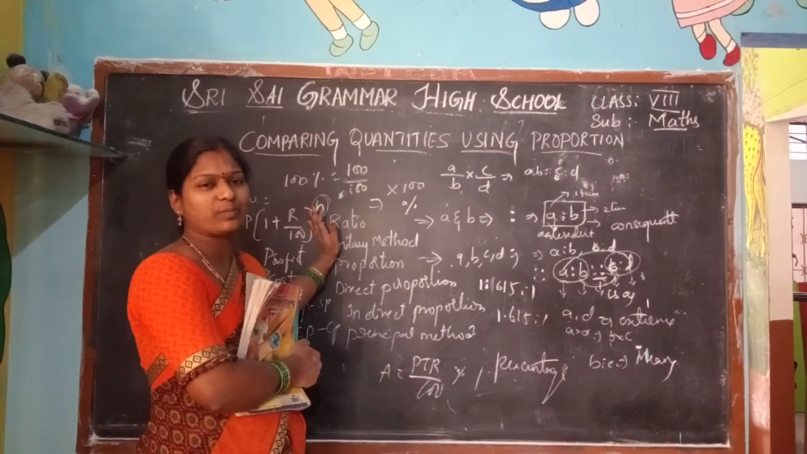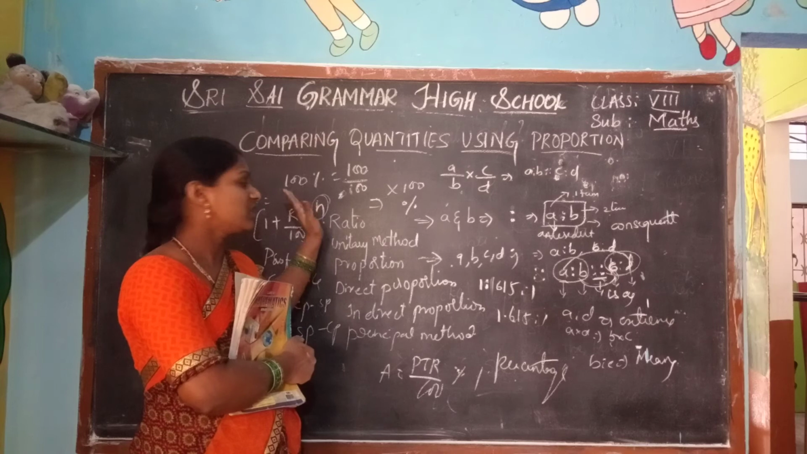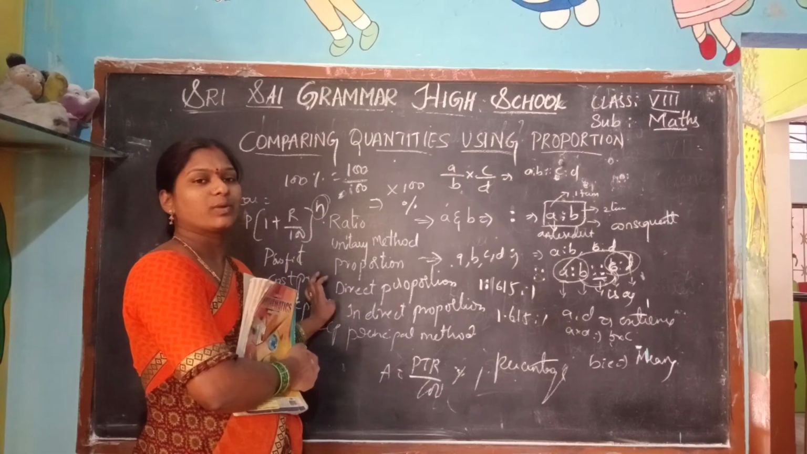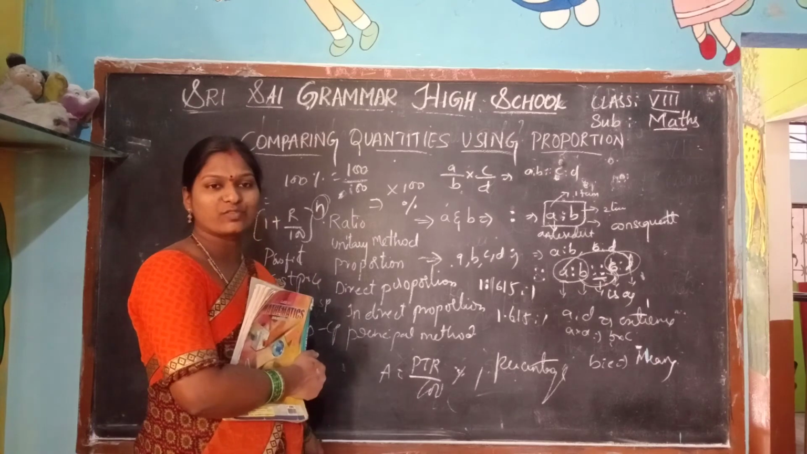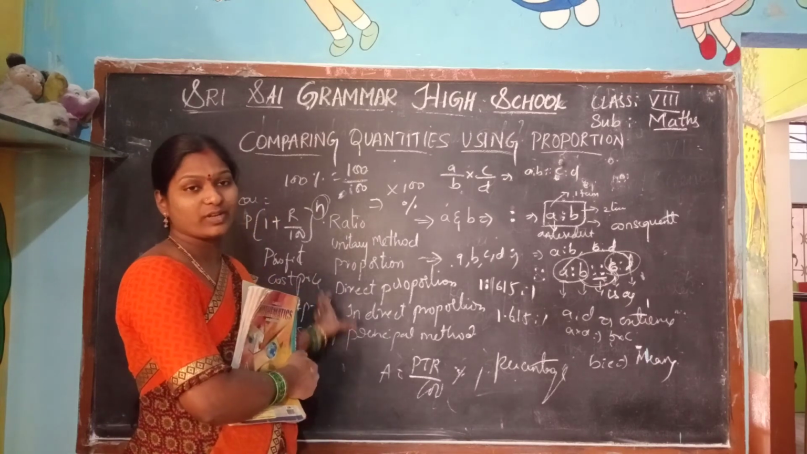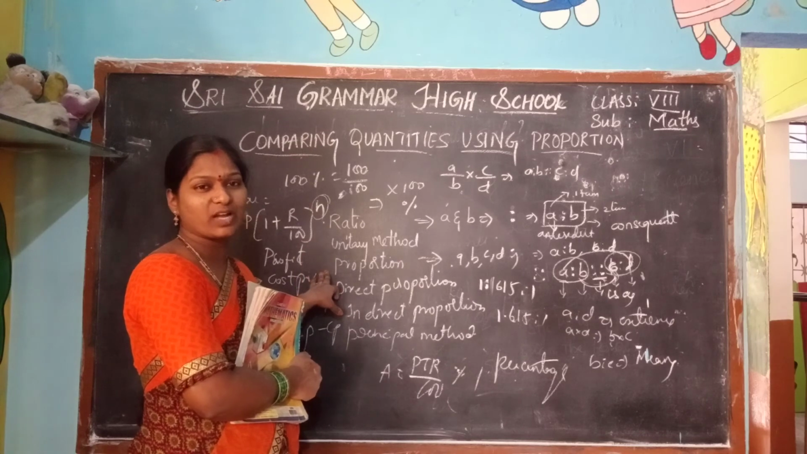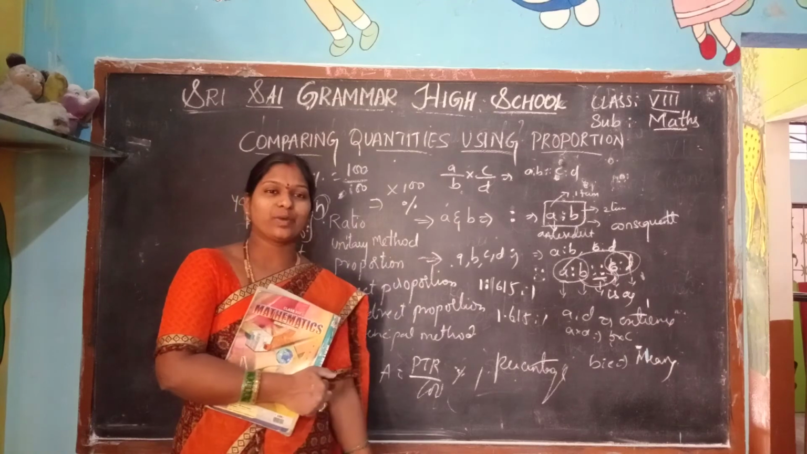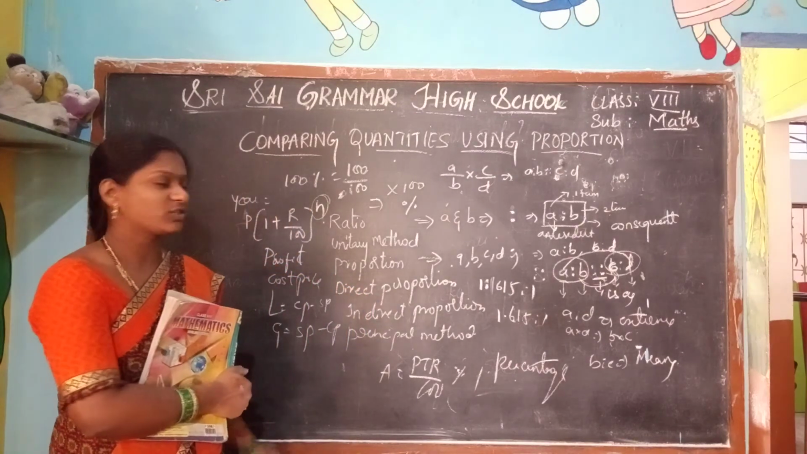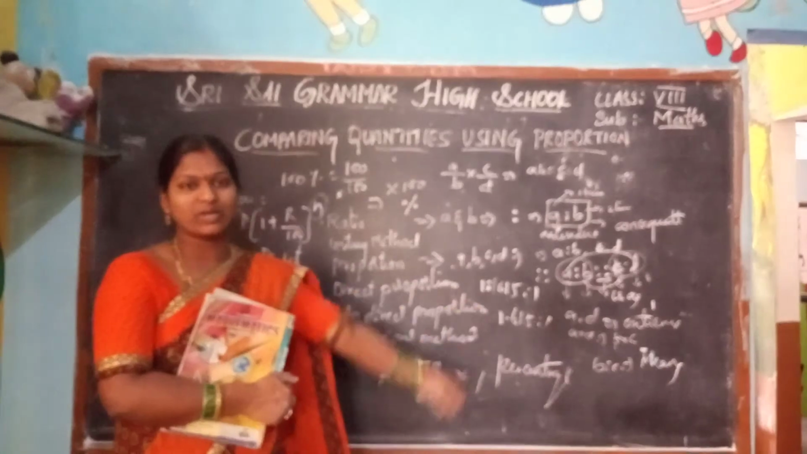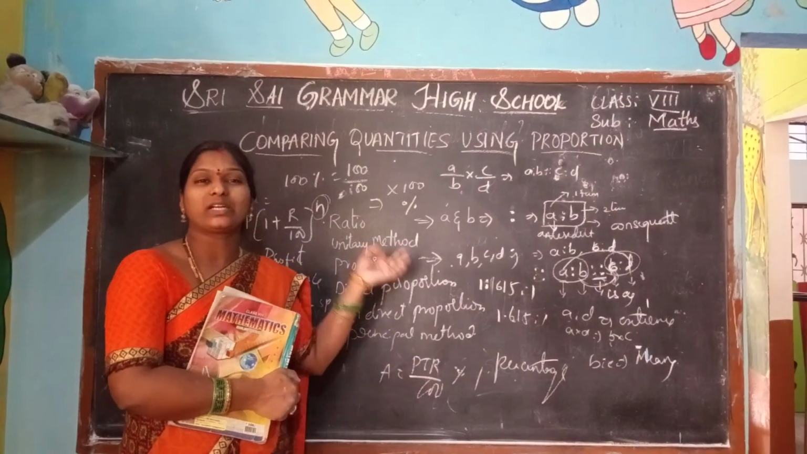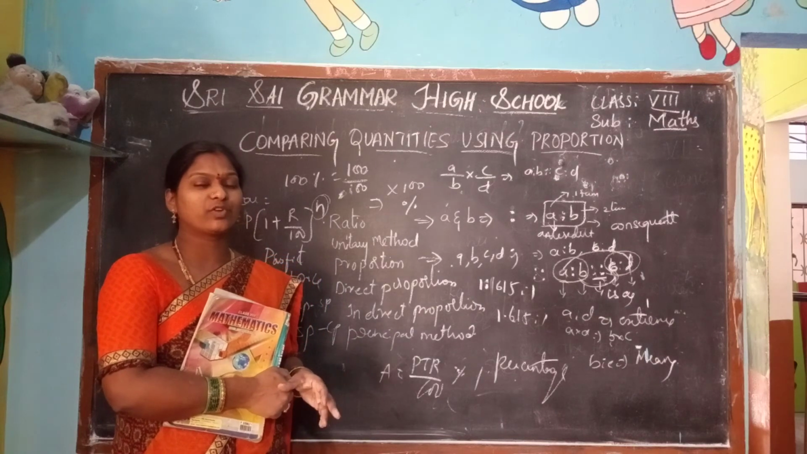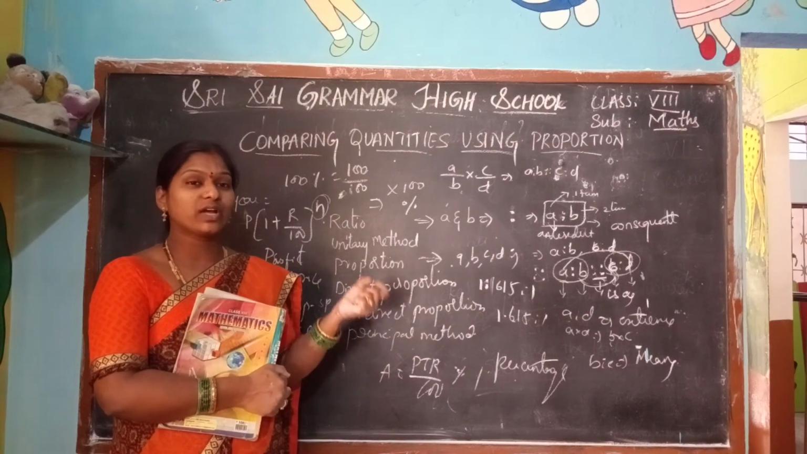Remember these mainly: ratio, unitary method, proportions, direct proportion, indirect proportion, what is the formula of amount, how we are going to use the compound ratio formula, and what is the selling price, cost price, and also gain price. Everything we are going to find by using these formulas only. What each quantity is called in each formula, how we are going to denote that.